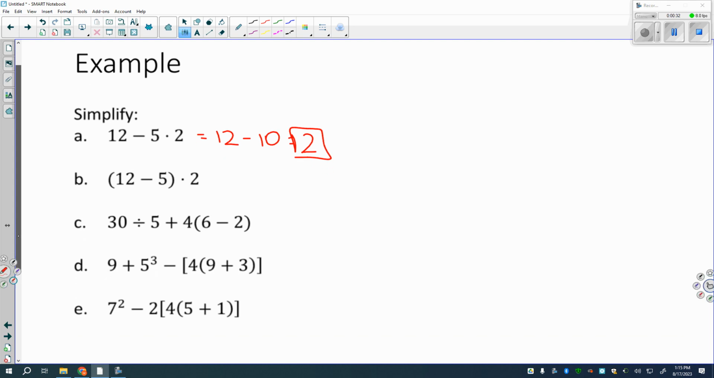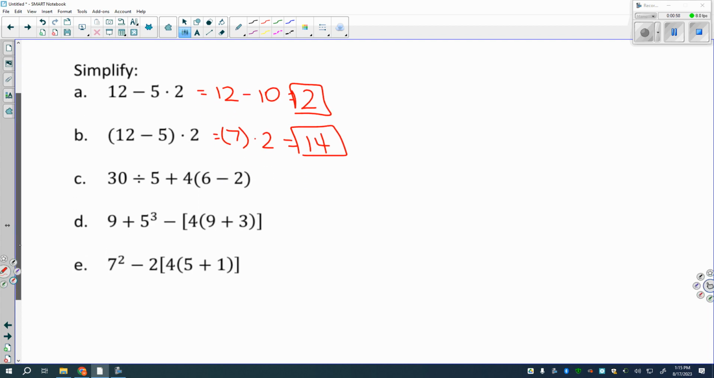Part B, same numbers, just we threw in some parentheses. Now those parentheses mean we have to do whatever's in parentheses first. So in this case, I have to take the 12 minus 5 first and get 7, and then take that times 2, and 7 times 2 is 14. Be careful with the order of operations. Watch for those kinds of things.